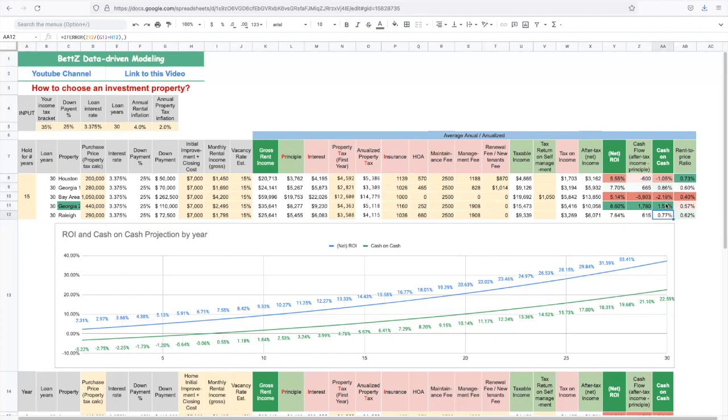In summary, taking into account all the factors that contribute towards ROI or cash-on-cash, this model can provide you a clear conclusion, which house to choose.